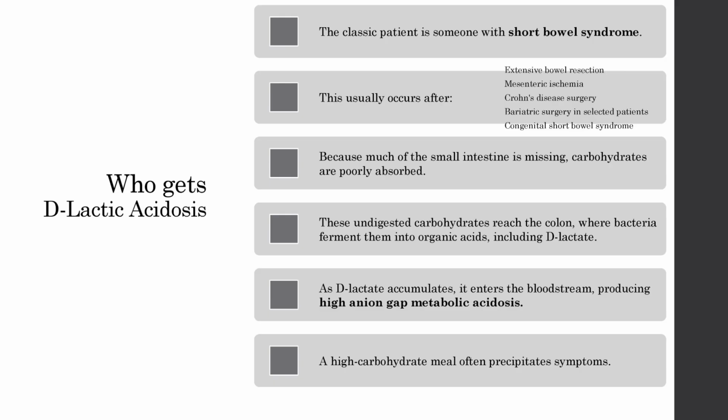Because much of the small intestine is missing, carbohydrates are poorly absorbed. These undigested carbohydrates reach the colon, where bacteria ferment them into organic acids, including D-lactate. As D-lactate accumulates, it enters the bloodstream, producing high anion gap metabolic acidosis. A high carbohydrate meal often precipitates symptoms. This explains why many patients develop episodic attacks after eating sweets, pasta, bread, or sugary drinks.